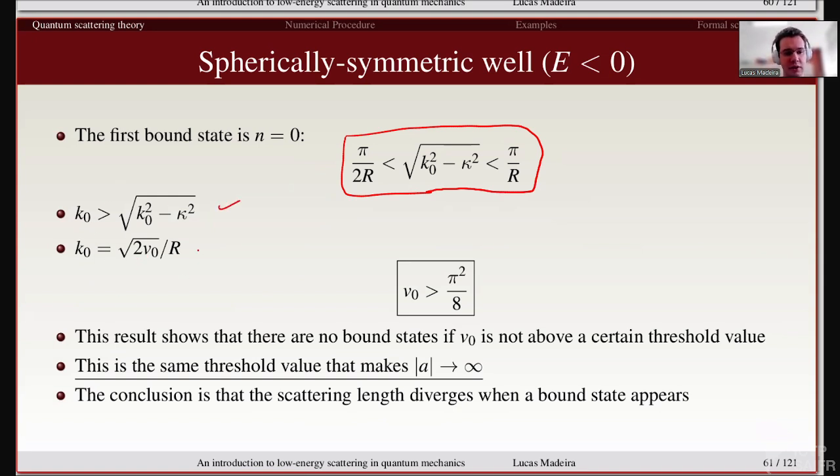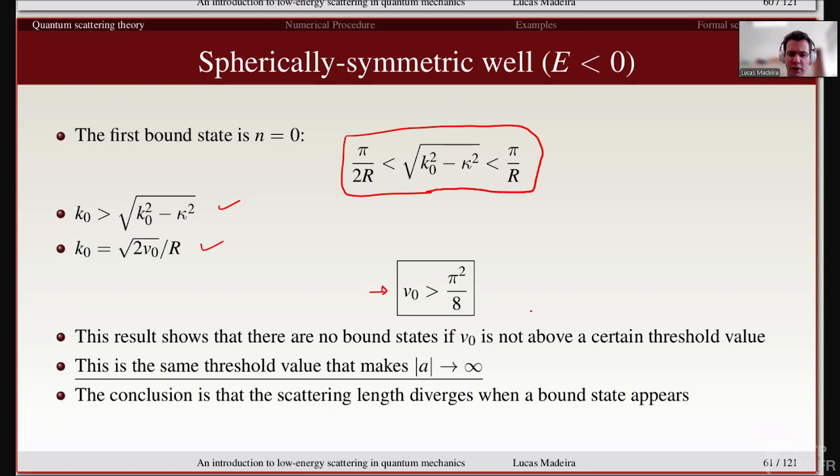Using this inequality here in our definition of kappa naught, just substituting those things inside this inequality here, what we get is that the depth of our potential has to be greater than pi squared over 8 for a bound state to appear, okay? So the first result is that there is a threshold for a bound state to appear, meaning that if my potential is not attractive enough, if it's very shallow, I don't get any bound state. If I keep increasing the depth of my potential, at some point, a bound state is going to appear, and the threshold value for that to appear is this pi squared over 8.